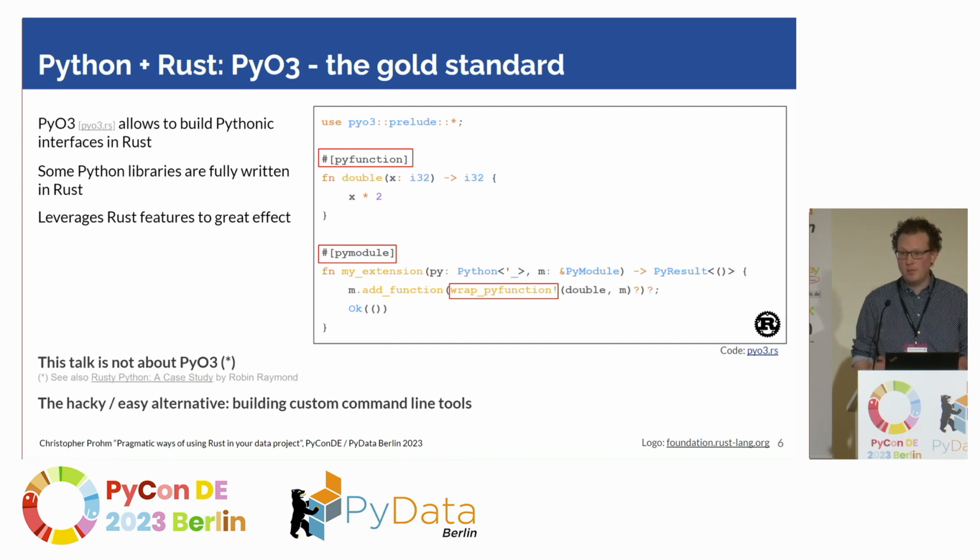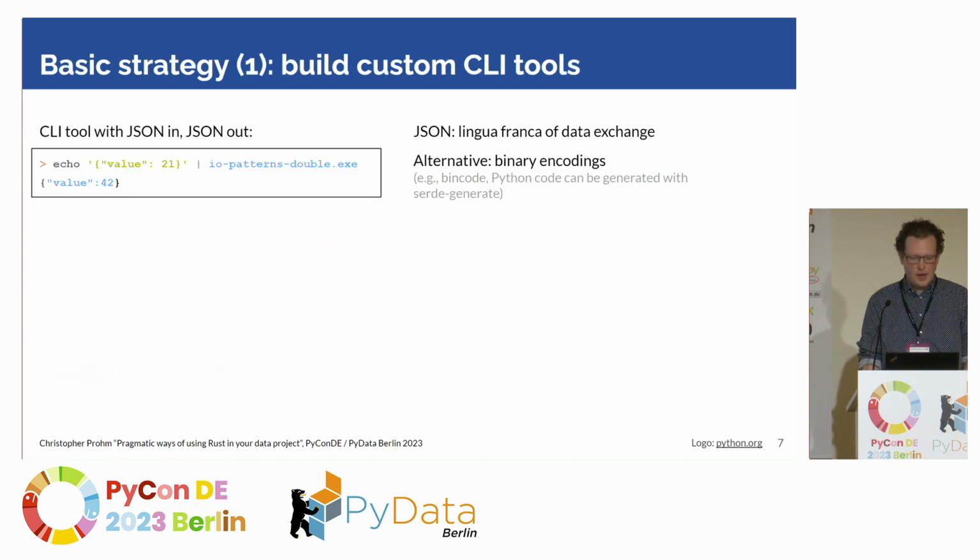Like I said, or maybe I haven't said this yet, this will not be about PyO3 actually. I would rather want to advertise a hacky, easy way. Specifically, let's build our own command line tools and then interface with these command line tools to get essentially the speedup. And as an example, let's stick with the whole doubling numbers thing. So we have this command line tool called io-patterns-double.exe. The name is from the repository that is also on GitHub, if you're interested. The command line tool takes a JSON in with a value and then returns another JSON out with the value doubled.